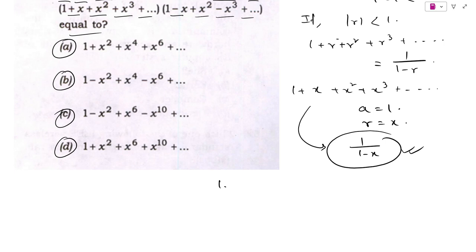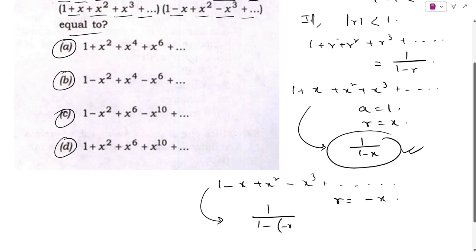Now evaluate the second series. Observe the second series, 1 minus x plus x square minus x cube and this goes on. So again this is a geometric progression. This time the common ratio r is minus x. So this sum becomes 1 by 1 minus of minus x, so this is 1 by 1 plus x. Notice how the minus sign changes everything. Students often make mistakes over here. Always substitute carefully. You can't make that mistake, right?